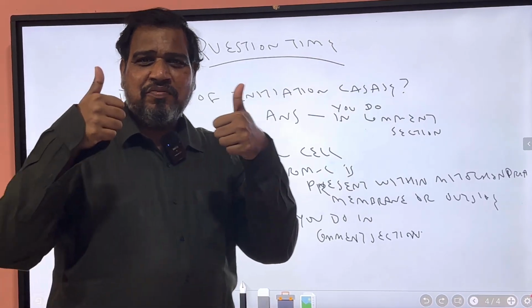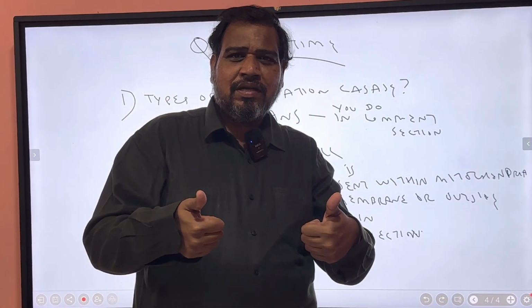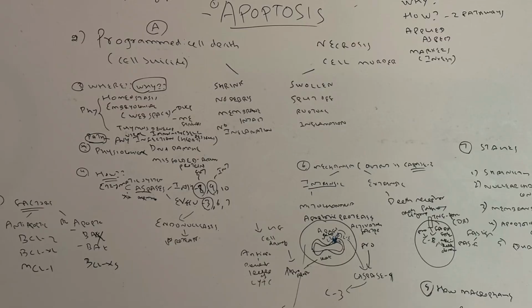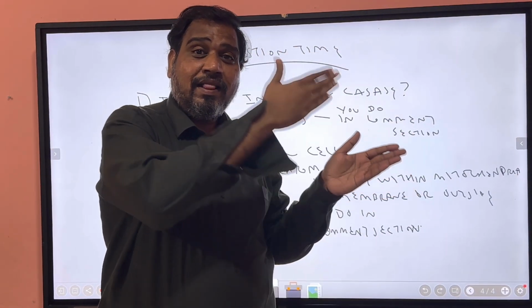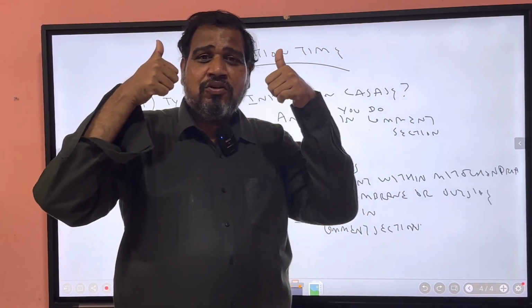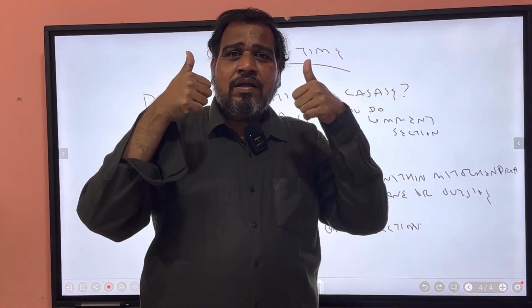I hope this video was very useful to you on apoptosis. I have explained in detail what apoptosis is, why apoptosis occurs, the types of apoptosis, in the mechanism what is intrinsic and what is extrinsic, the pro-apoptotic and anti-apoptotic factors, and how the balance is maintained between the life of the cell and death of the cell.